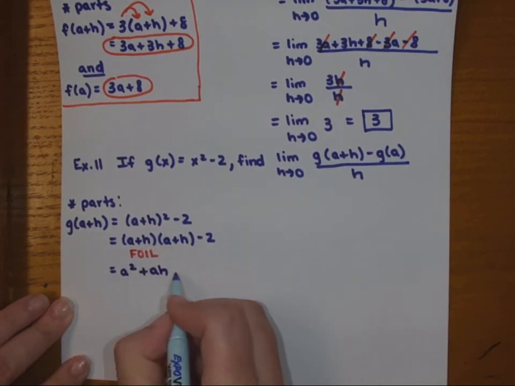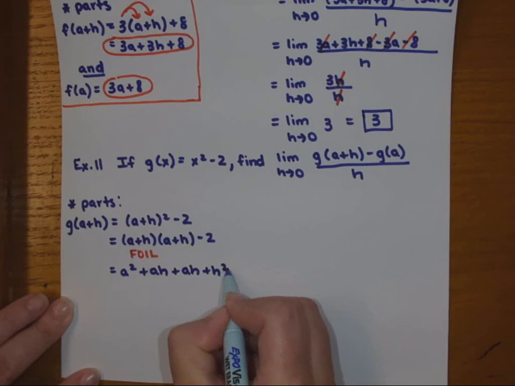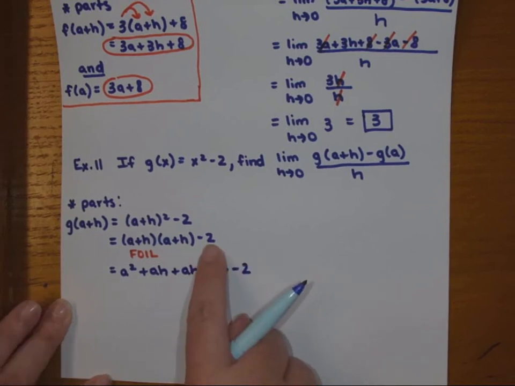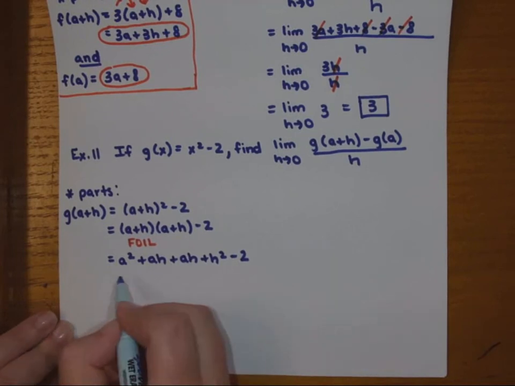Inside, h times a is another ah. And then last, h times h is h squared. Don't forget to bring your minus 2 down. In problems like this, students forget that a lot. Okay, so we'll combine like terms.